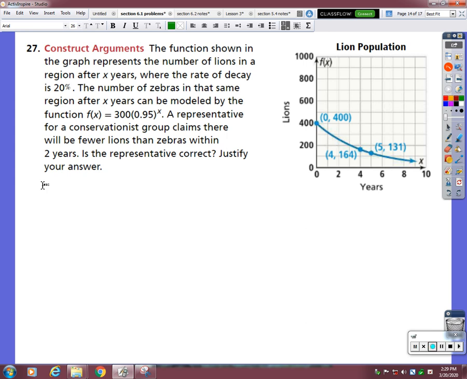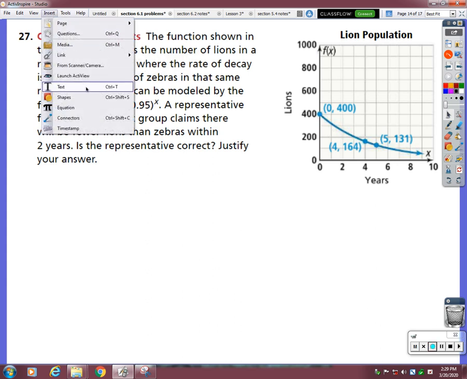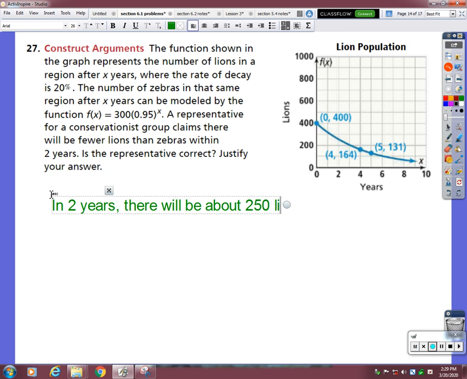Okay, well, let's take a look and see how many zebras there'll be and how many lions there will be. So to figure out the lions, I'm just going to look at the graph. So in 2 years, I'm feeling like this is 300. So in 2 years, I'm going to go out on a limb and say there will be about 250 lions, maybe.